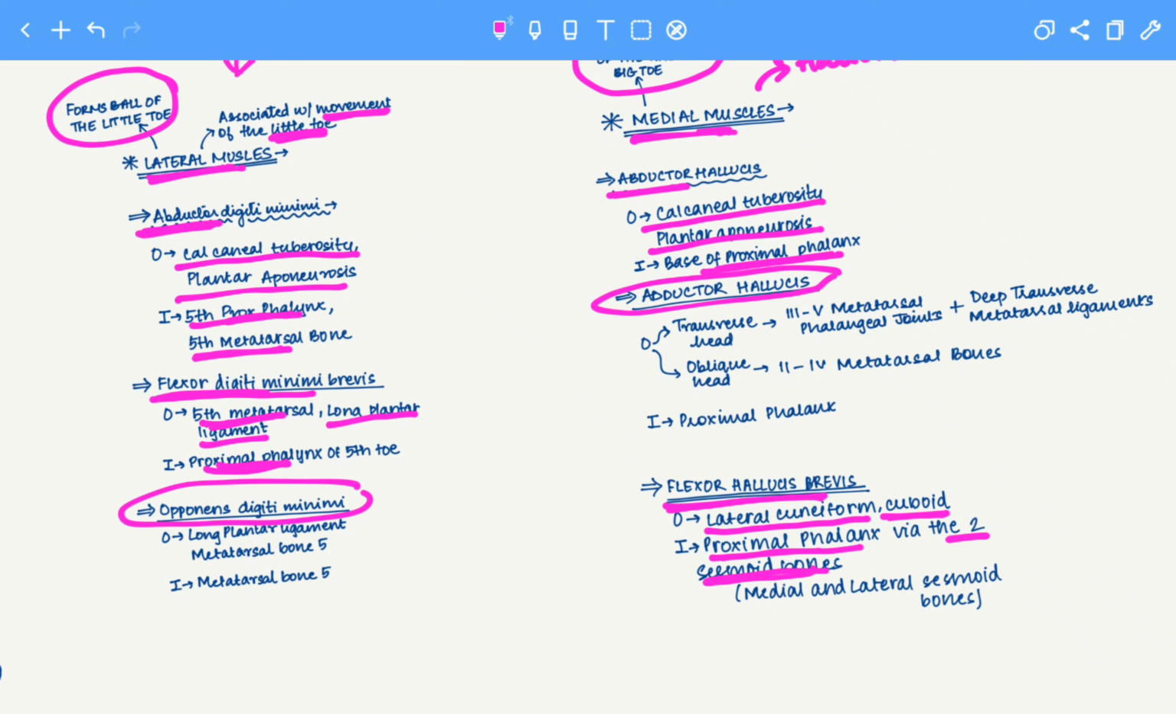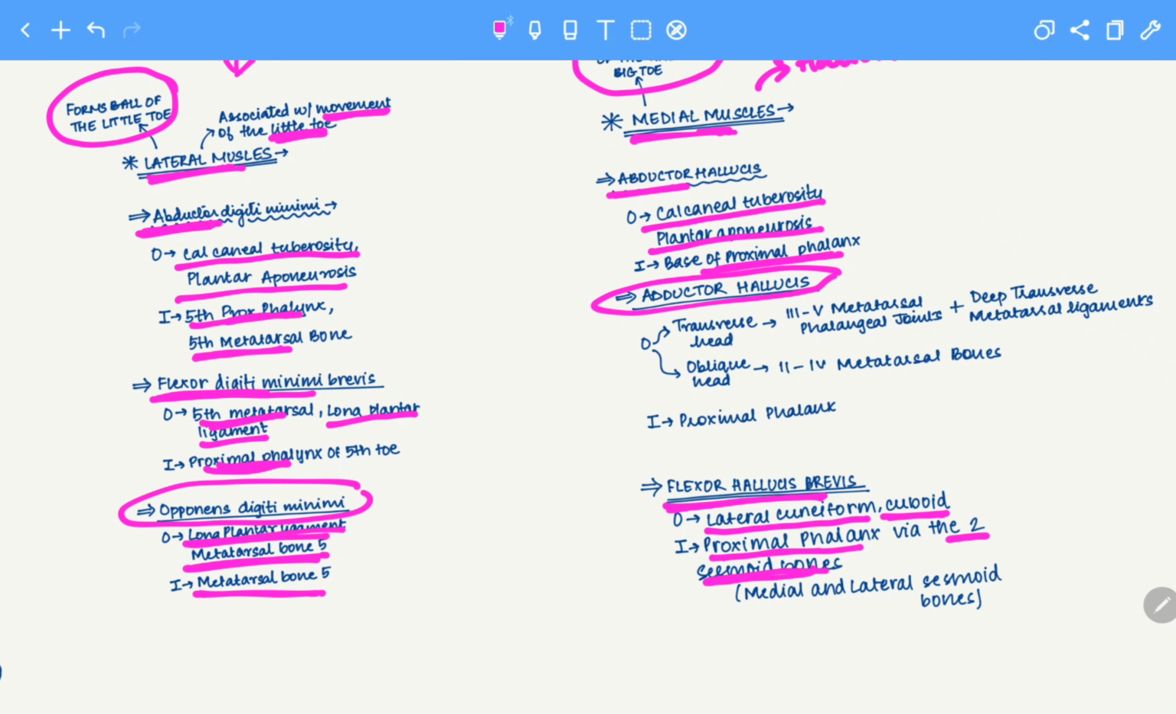Finally, we have the opponens digiti minimi and the adductor hallucis. Let's start with the opponens digiti minimi. Now if you recollect, the opponens muscle even in the thenar group would always oppose and would insert on the metatarsal bone of the respective finger. Therefore, here also opponens will insert on the metatarsal bone, unlike the others that insert on the proximal phalanx, whereas it will originate on the metatarsal bone itself and the long plantar ligament.